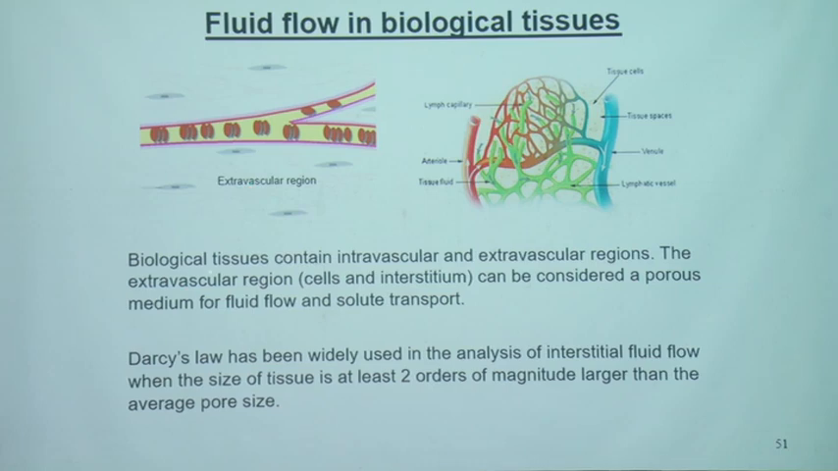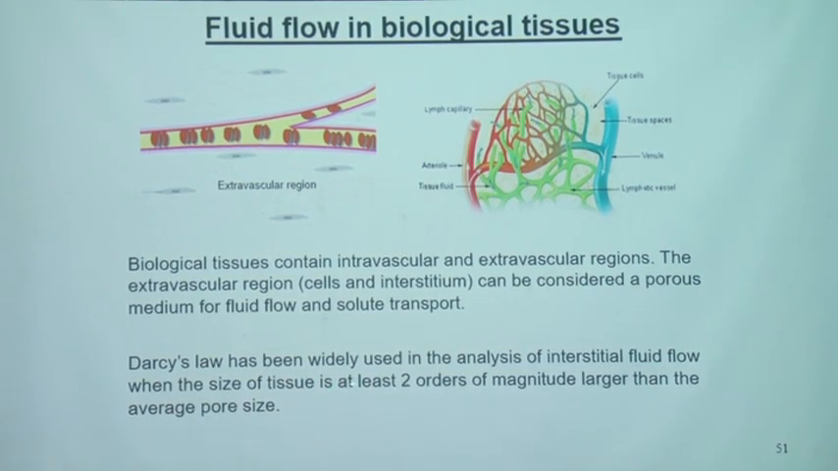The extravascular regions contain cells and interstitium, and this can be considered as a porous medium for fluid flow and solute transport. So what you learn about porous medium flow can actually be applied to analyzing flow in biological systems. And if you couple those equations with the mass transport equations, then you can solve mass transport in biological tissues. The simplest form to describe porous medium flow is Darcy's law, which has been widely used in the analysis of interstitial fluid flow, when the size of the tissue is larger.